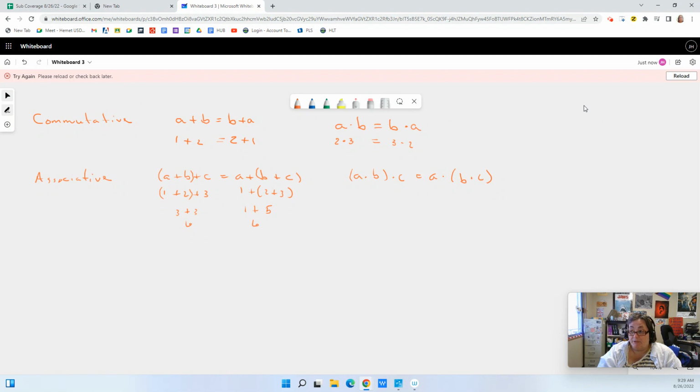associative deals with groupings. The next one is identity. The identity property is the property that says it's what you do to bring it back to itself. So if I had A plus something and I needed it to equal that same thing, right? A plus what equals A.